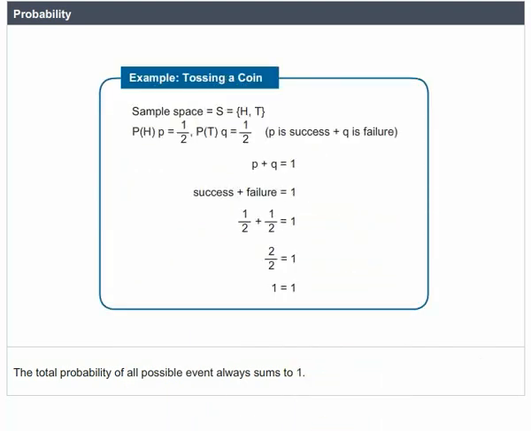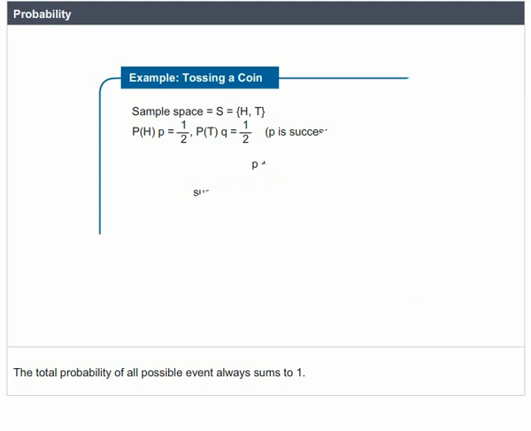Example, tossing a coin. Sample space S equals {H, T}. H stands for head, T stands for tail. P of H equals p, P of T equals q. p is success and q is failure. p plus q equals 1. Success plus failure equals 1. 1 by 2 plus 1 by 2 equals 1. 2 by 2 equals 1. Finally, 1 is equal to 1.